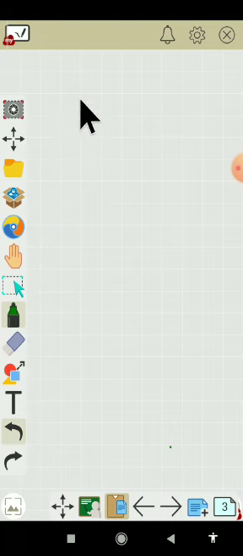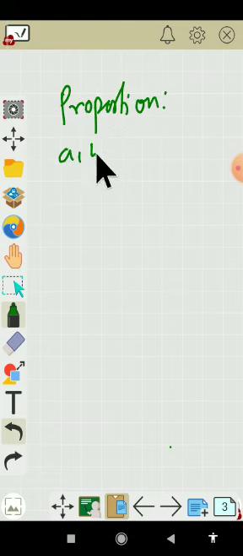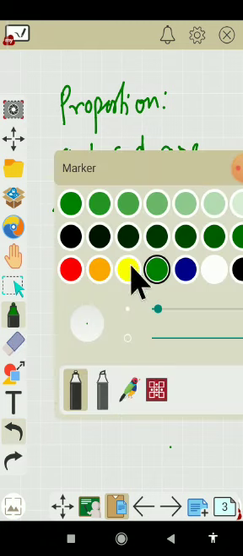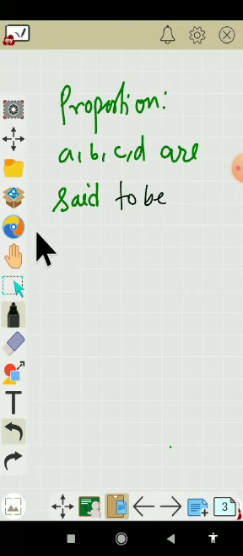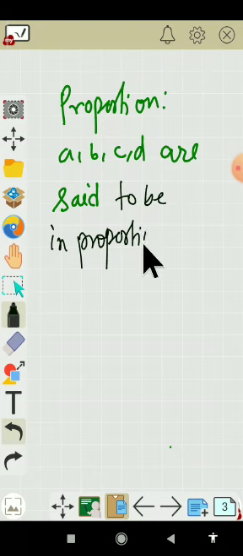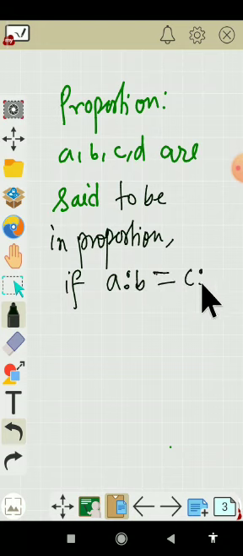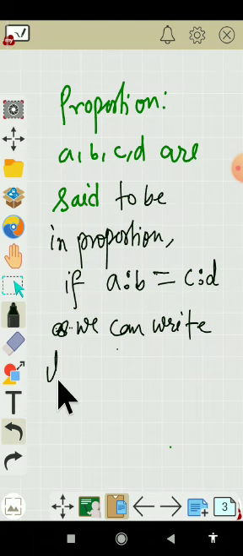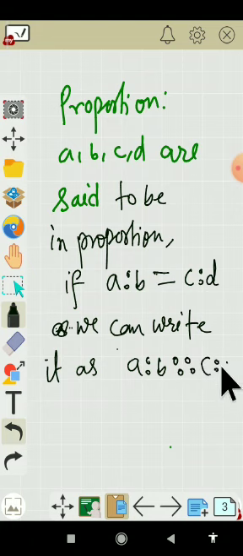So what do you mean by proportion? Four numbers A, B, C, D are said to be in proportion if the ratio of A is to B is equal with the ratio of C is to D. We can write it as A is to B, and in place of the equal sign we will write a double colon, is to C is to D.